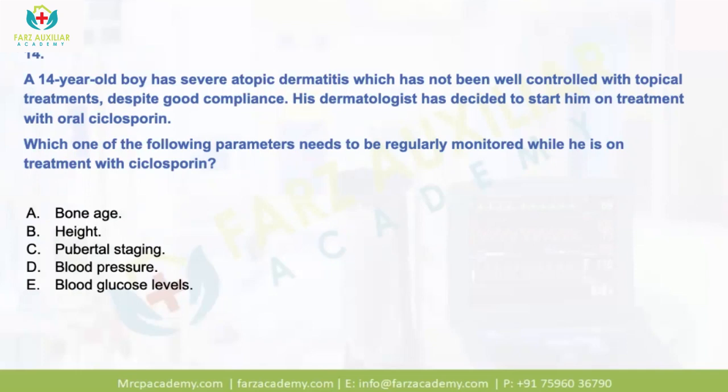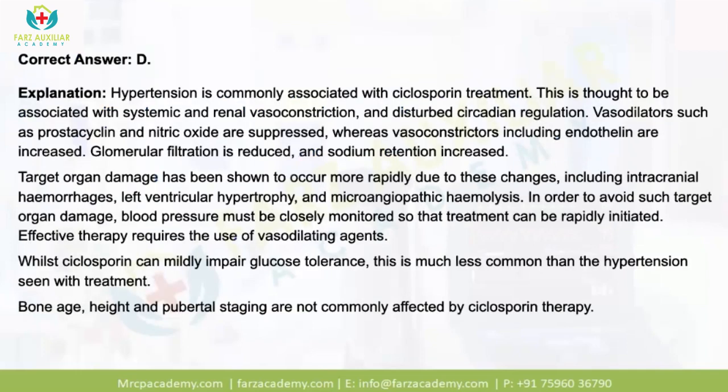Cyclosporin usually does not affect bone age, height or pubertal staging. It can affect the blood pressure, we know, and blood glucose it can affect, but more importantly, blood pressure. So the correct answer will be D, blood pressure. Hypertension is most commonly associated with cyclosporin treatment.